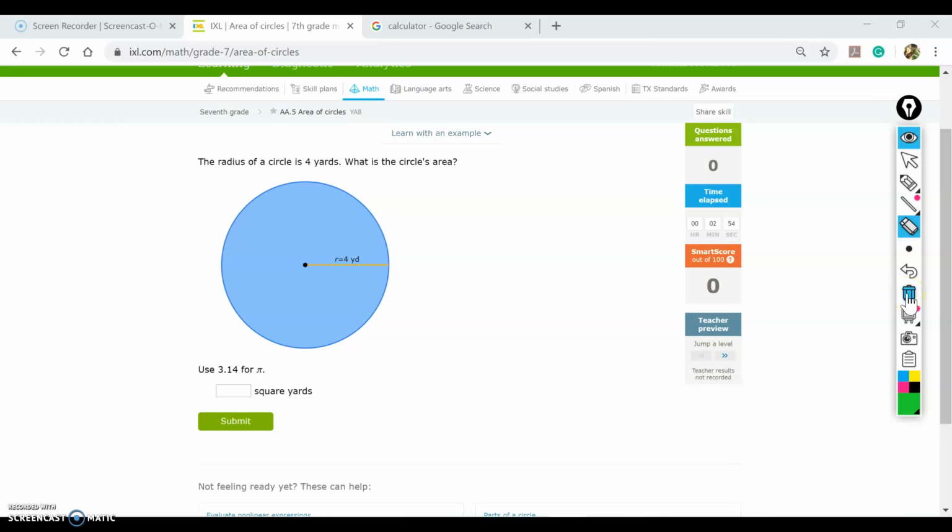Here we go. So the first thing that you need to know about the area of a circle is the formula. I recommend that you write it somewhere so you can have it there, because that's the same thing you're going to use for every single problem. The formula for the area of a circle: area is equal to pi r to the power of 2, pi r squared.